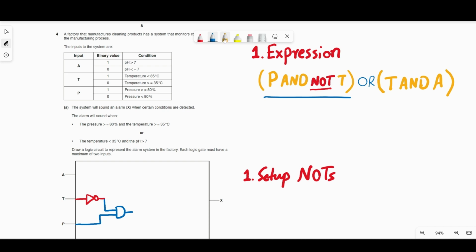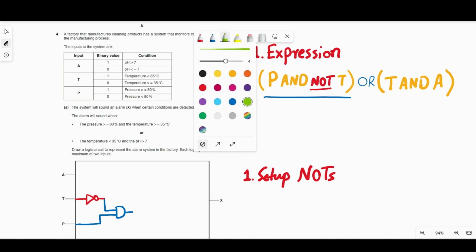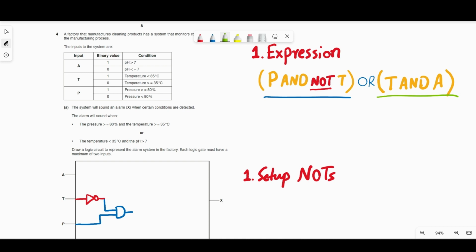Left bracket solved. Now we'll solve the second bracket with another color. Let's take this green this time and set up the level to 3. T and A, luckily again at the center here on the same level, because both of the brackets are on the same level, we draw an AND gate. T and A, or A and T, you can read it both ways.